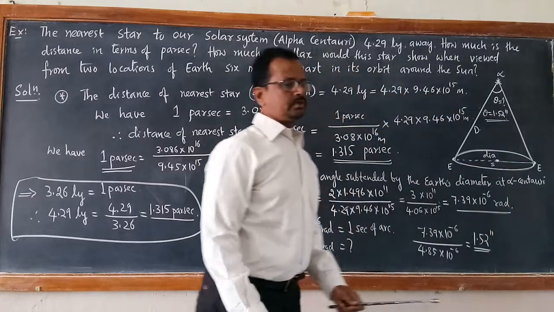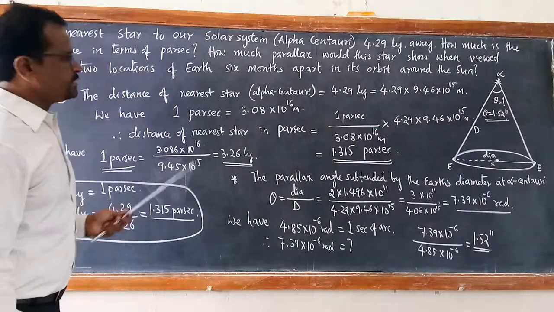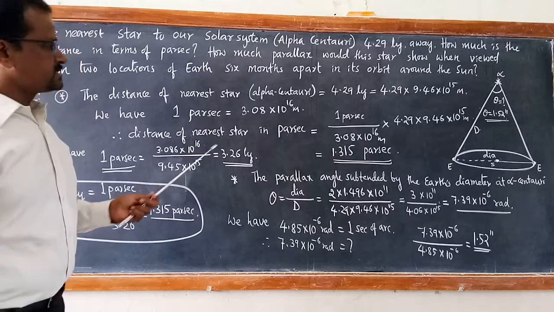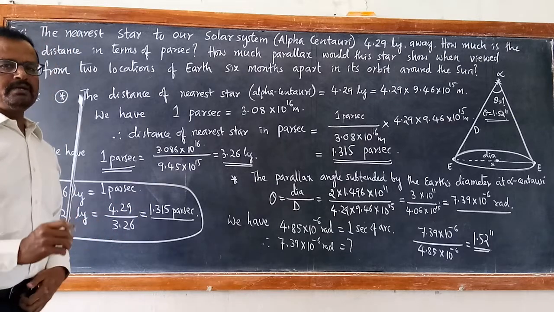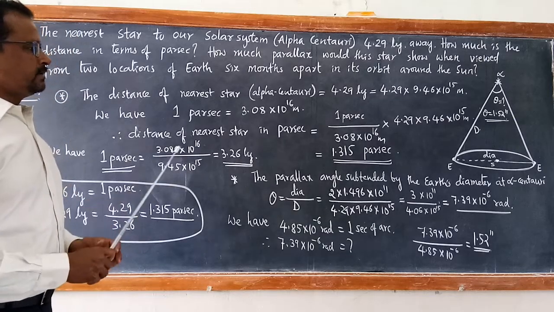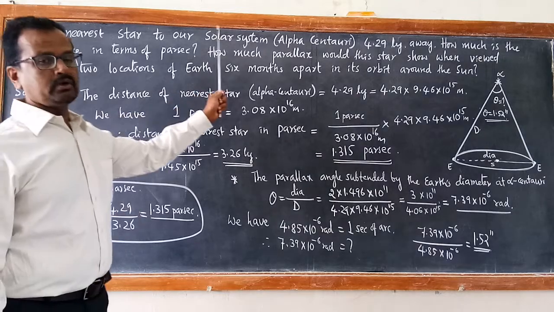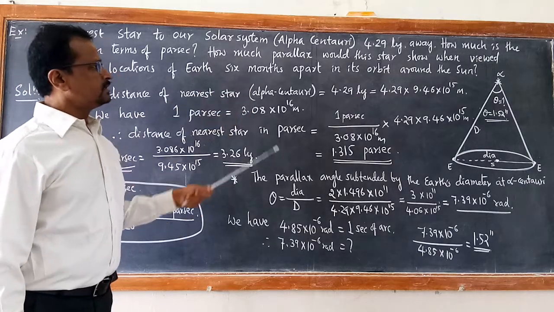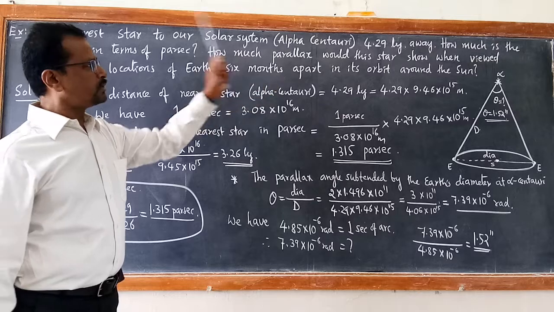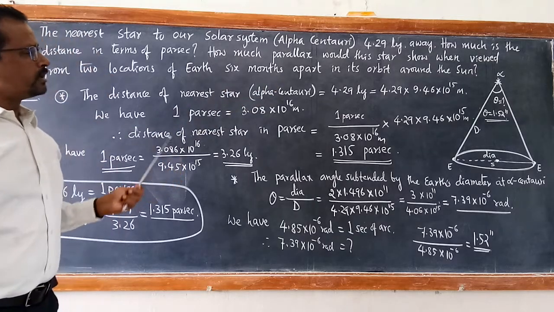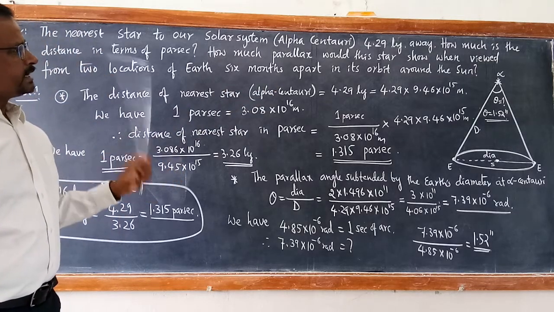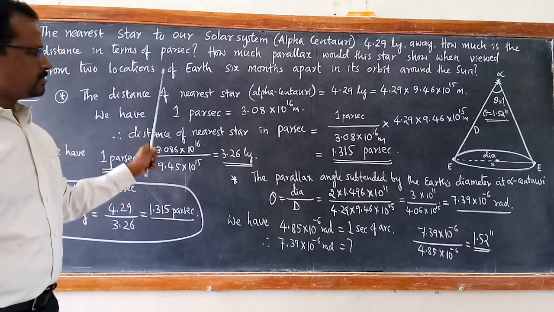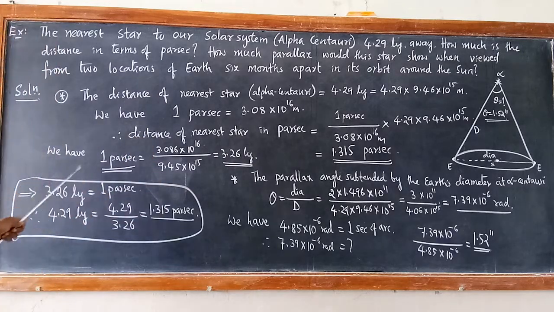I think you have understood, by solving this problem, the meaning of 1 parsec, the relation between parsec and light year, what the nearest star to our solar system is, Alpha Centauri, and what its distance is, 4.29 light years. How to convert light year into parsec, and parsec into light year. All these things are understood using this problem.